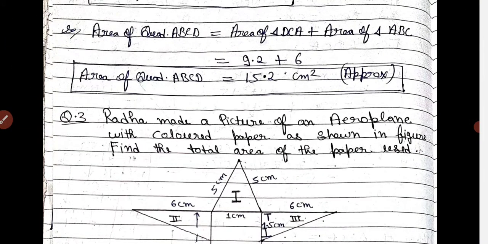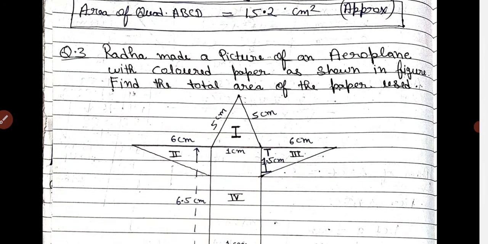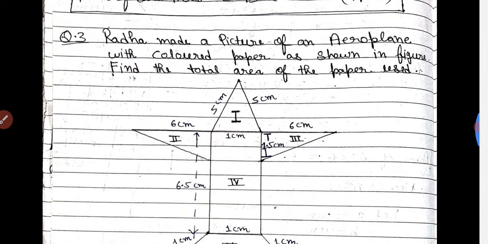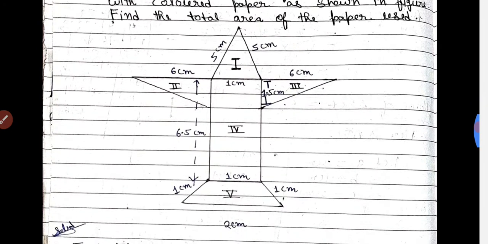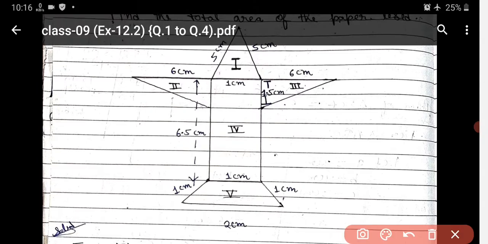Now look at question number three. Question number three is a very lengthy question. Radha made a picture of an aeroplane with colored paper, as shown in the figure. Find the total area of the paper used. They have to make one aeroplane. I am writing here one, it is one type of colored paper. I am writing here two, second type colored paper, third type, fourth and fifth.